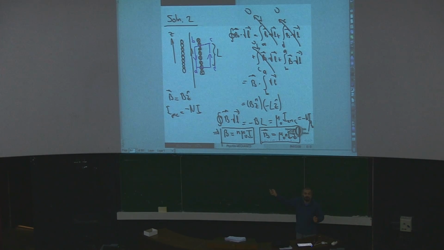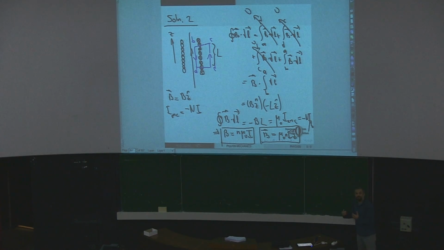Using the whole configuration, we already determined that the magnetic field outside is 0, and inside, the magnetic field lines should be straight lines. To reach this conclusion, we already used all the currents in our system, not just these ones. All their contributions led us to the conclusion that B here is 0, B here is 0, and the magnetic field lines inside the solenoid are just straight lines. We are already using all the currents, not just these currents over here.